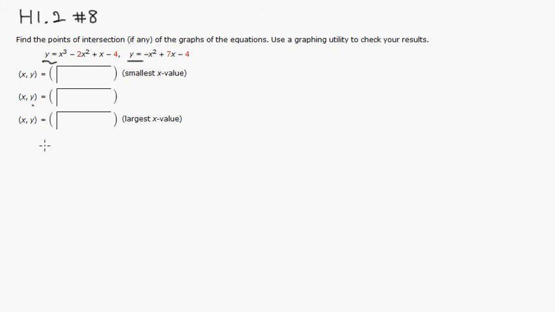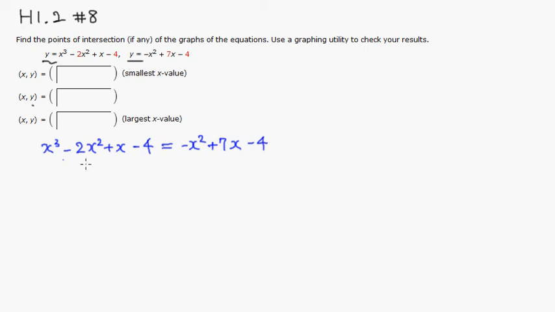So we have x cubed minus 2x squared plus x minus 4, sorry, and set that equal to negative x squared plus 7x minus 4.